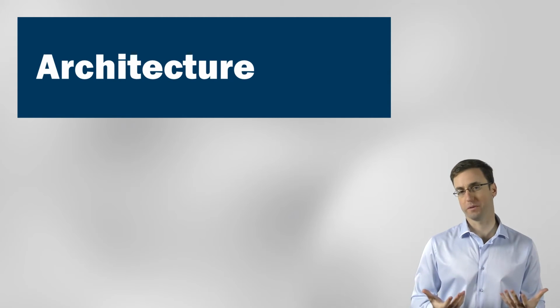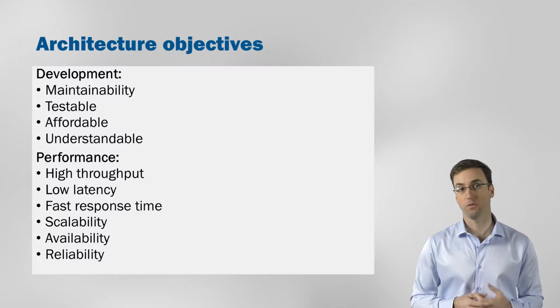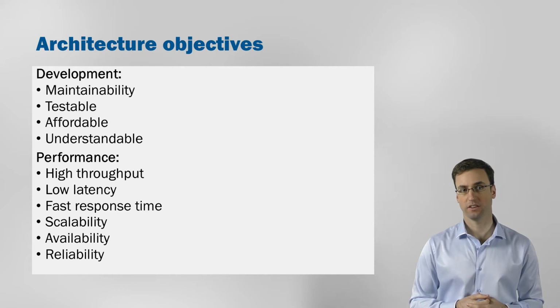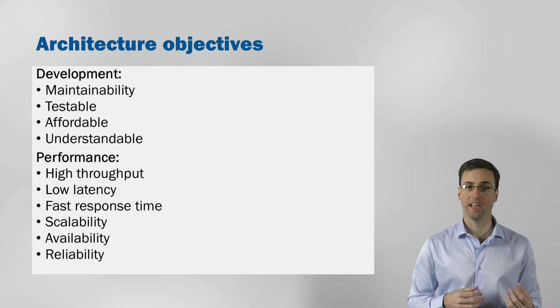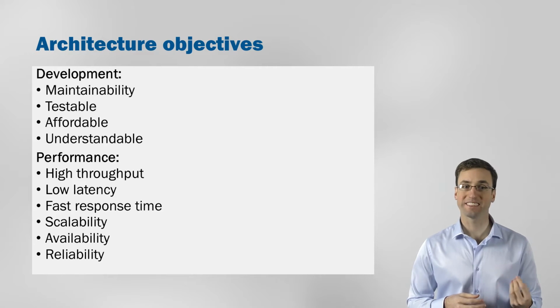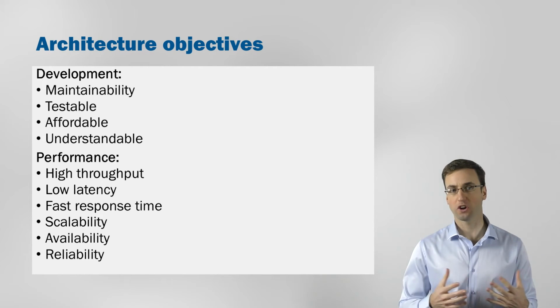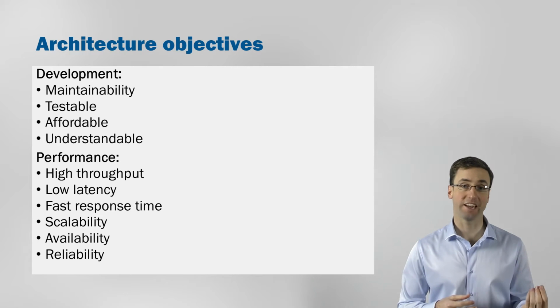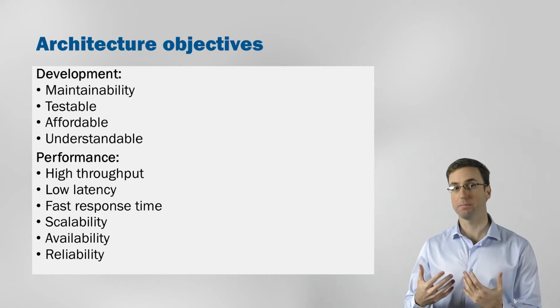So what are we trying to improve when we talk about design? Well, we want the system to be maintainable. It should be easy to make changes. We want it to be testable. It should be easy to identify and fix bugs. We want the system to be affordable. It shouldn't cost too much to build or run the system. We want it to be understandable. It should be easy for new developers to join the team.